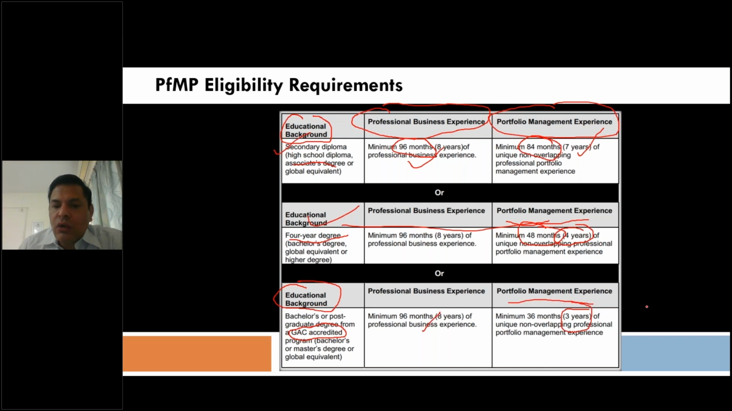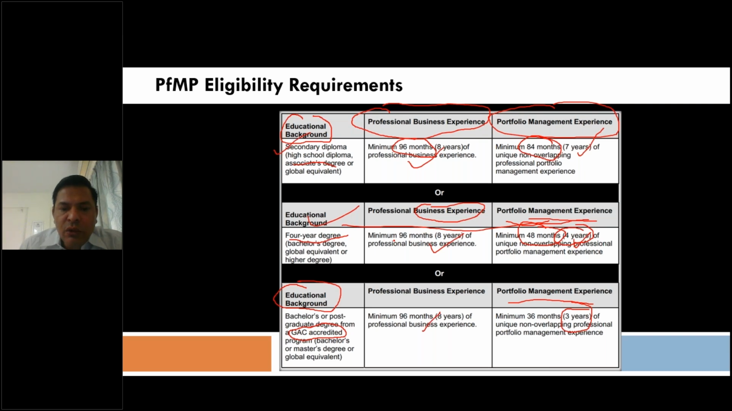Okay, one more thing which I would like to tell you, friends. Most of us will fall in the second category. Now, this 4 years of portfolio experience can also be counted as your business experience. When you put your business experience of 8 years, the same 4 years which you put as part of your portfolio experience, you can also put as part of your business experience as well.